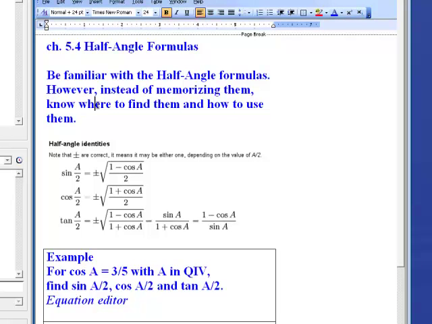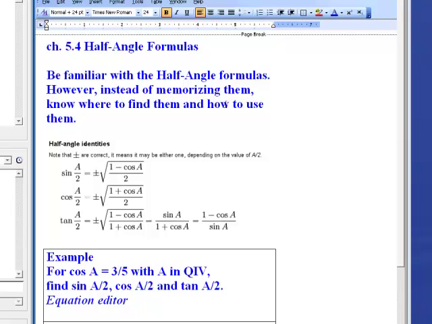Welcome and bienvenue to this lecture on half-angle formulas. Once again, be familiar with half-angle formulas, but instead of memorizing them, know where to find them and how to use them. Again, in your book is probably a proof of the half-angle formulas. I'm going to save you that, and we'll just go ahead with some examples where we're using them.